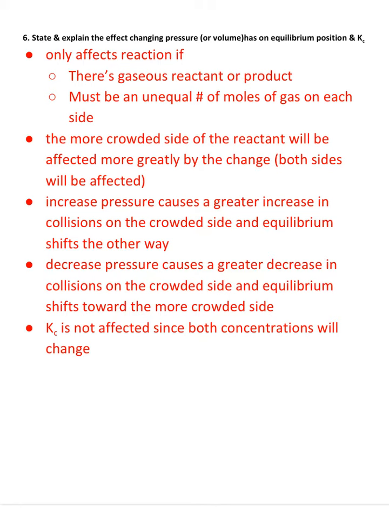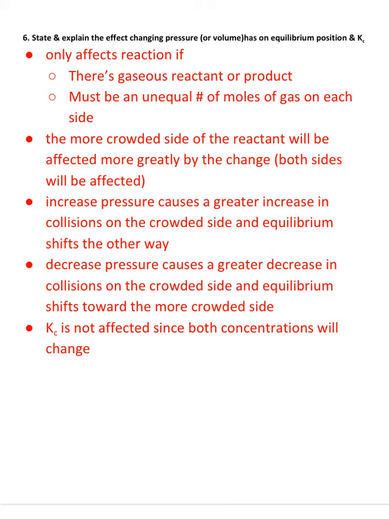So increasing pressure causes a greater increase in collisions on the crowded side. Notice it's a greater increase. Yes, it increases collisions on both sides, but the more crowded side is going to see the greater effect, and equilibrium will shift away from the more crowded side. Whereas if you decrease pressure, it'll cause a greater decrease in collisions on the crowded side, and equilibrium will shift toward the more crowded side. It'll pull the equilibrium back.